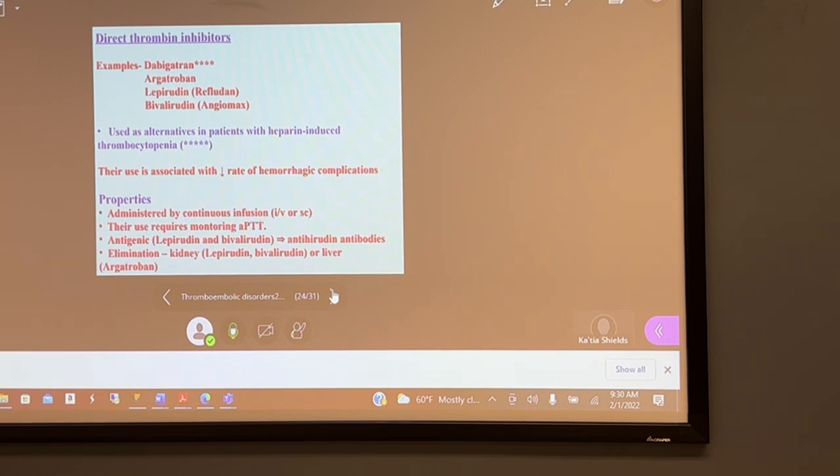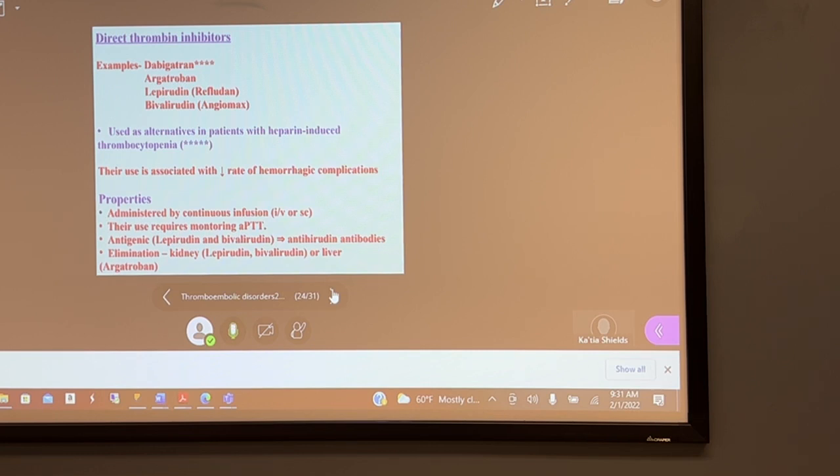When you give them, they will have lesser complications in terms of hemorrhage. So all those adverse effects listed for heparin are not as great and not as bad when it comes to the direct thrombin inhibitors. What are their properties? You can give them by continuous infusion. We can give them orally because we're still talking about direct thrombin inhibition. Then you got to monitor APTT when you give them.